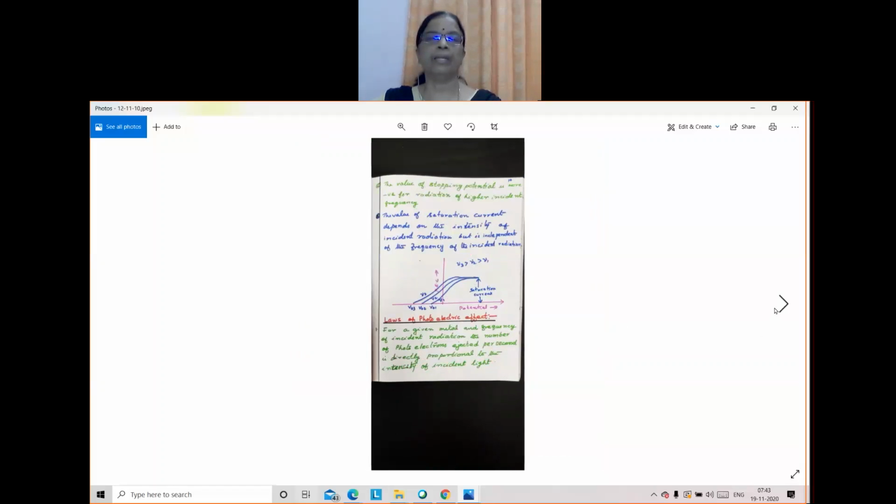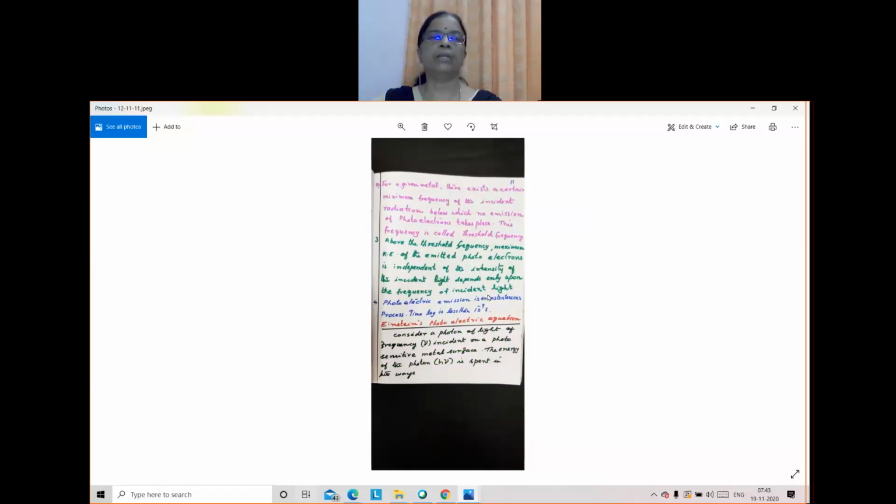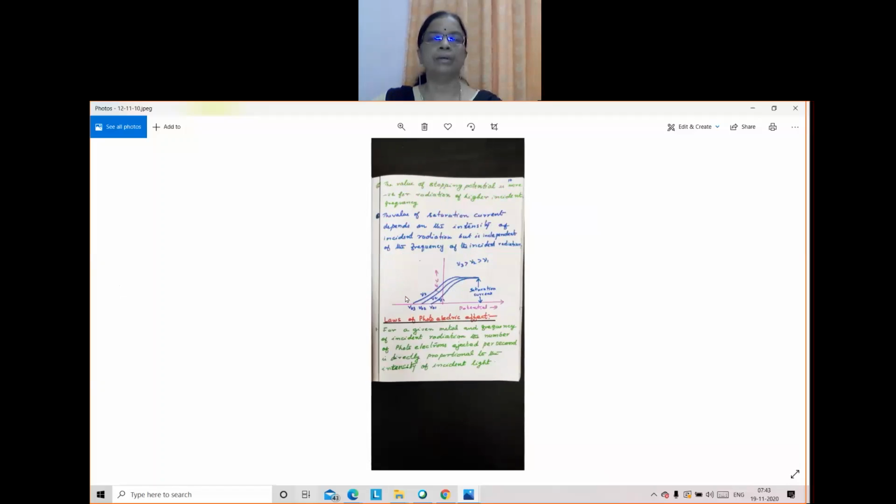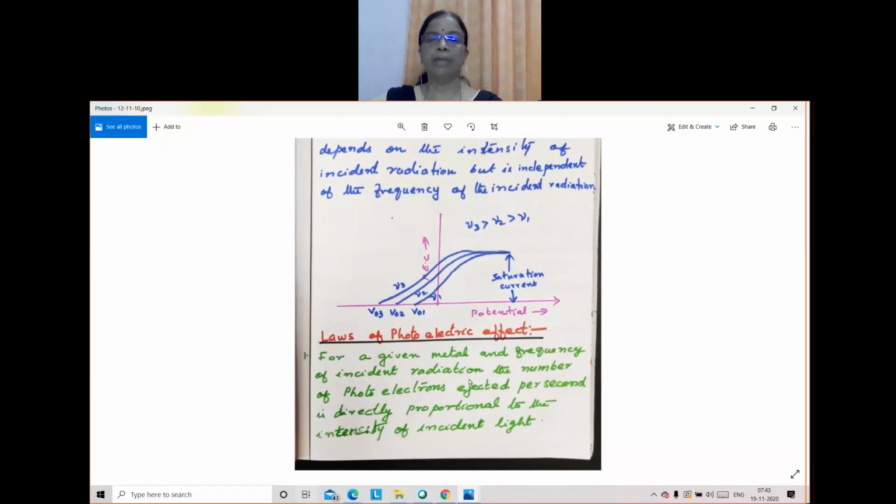Now, after learning all this, the laws come. Law: for a given metal and frequency of the incident radiation, the number of photoelectrons ejected per second. What is that? The number of photoelectrons ejected per second is the photoelectric current, charge by time. That is current. So photoelectric current is directly proportional to intensity.